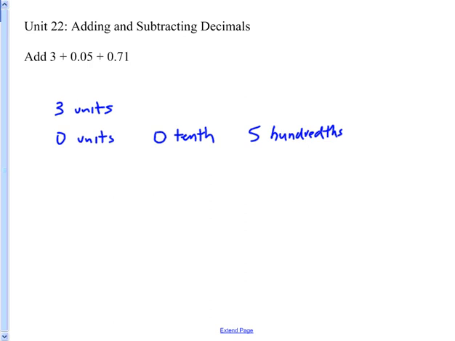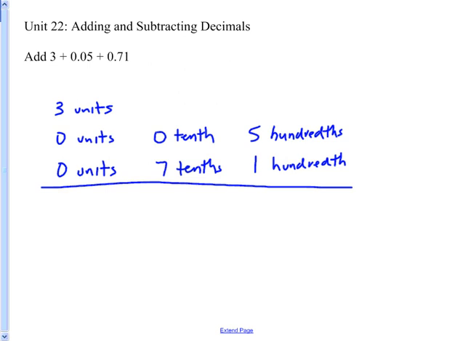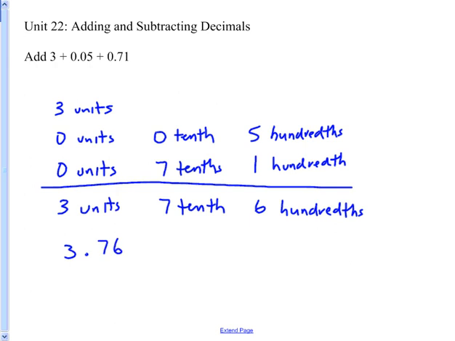And 0.71 means, again, there's 0 units. But now there's 7 tenths. And there's 1 hundredth. So if I go to add those up, I have 3 units, 7 tenths, and 6 hundredths. Now, I normally wouldn't write it out this way. Instead, I would write it 3 decimal 7 for the 7 tenths, 6. So as you can see, we really need to line up our decimals here.